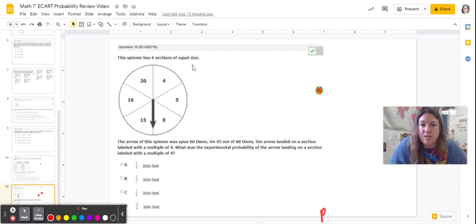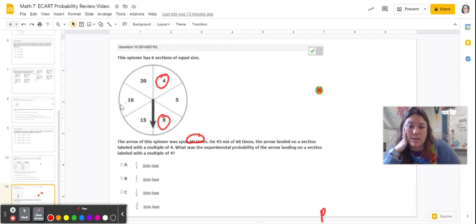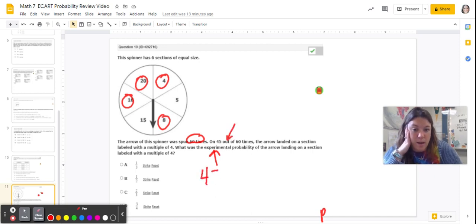All right, the spinner has 6 sections of equal size. The arrow of the spinner was spun 60 times, and on 45 of those 60 times, it landed on a section with a multiple of 4. 4, 8, 12, 16, 20. Okay. So what was the experimental probability of the arrow landing on a section labeled with a multiple of 4? This says what's the experimental. That means I have to use the numbers in the problem, like the experiment. And they did this 45 out of 60 times.